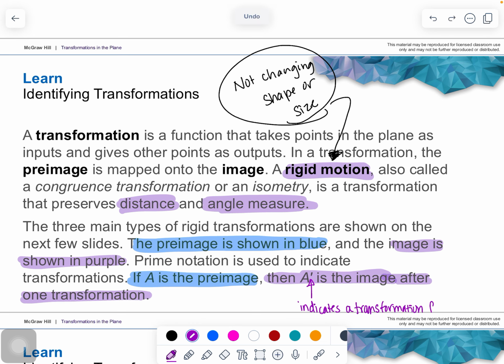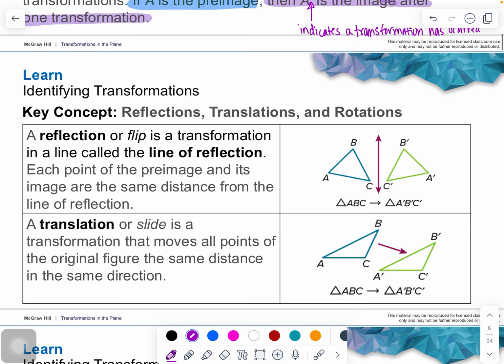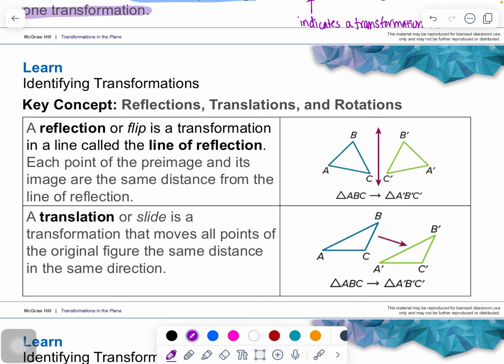I never remember if I need 1C or 2. You guys will have to correct me here if I mess it up. So let's look at what this looks like. Here are the 3 major types. You've got them in your key concepts. A reflection, or a flip, is a transformation in a line called the line of reflection. This line here is your line of reflection. It's not always necessarily drawn in. You have to imagine it.